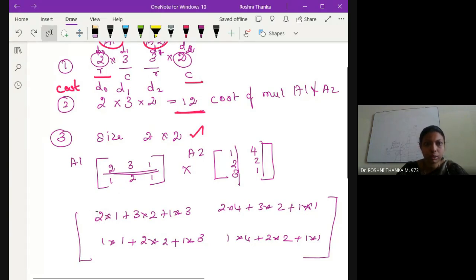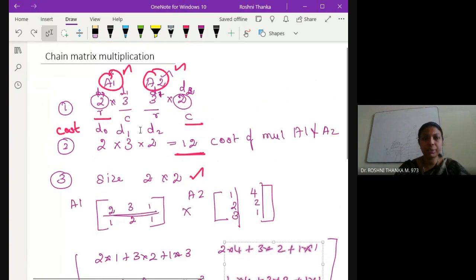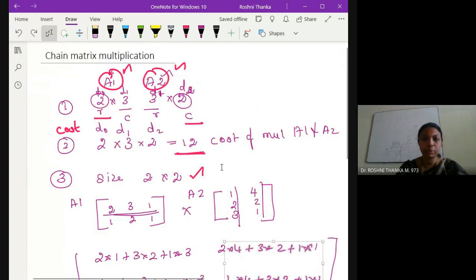So this is the first row, and here this is the second row, and here this is the first column, and this is the second column. So 2 rows and 2 columns. So this is the basic thing you should know about when we multiply 2 matrices.